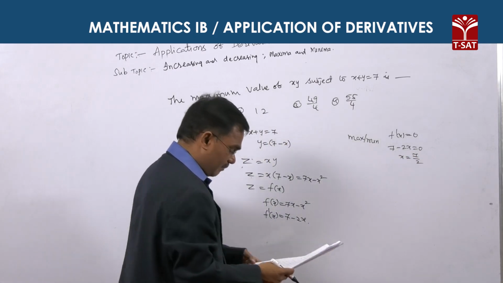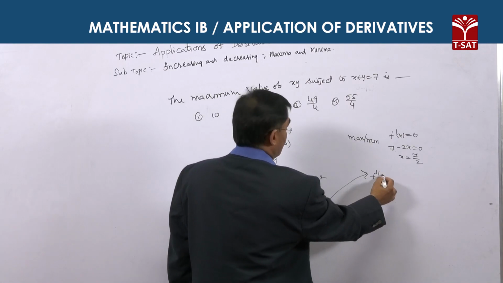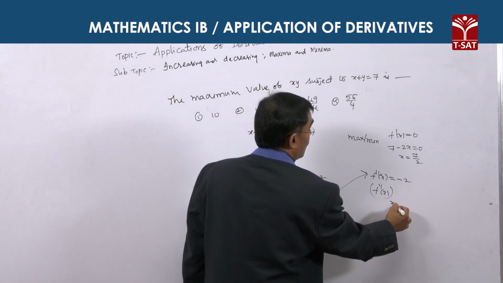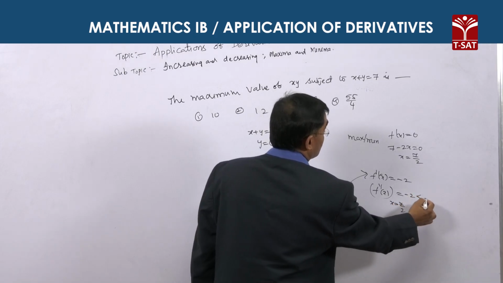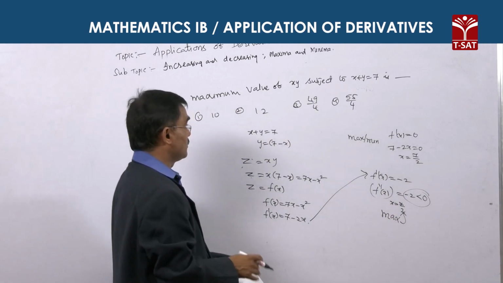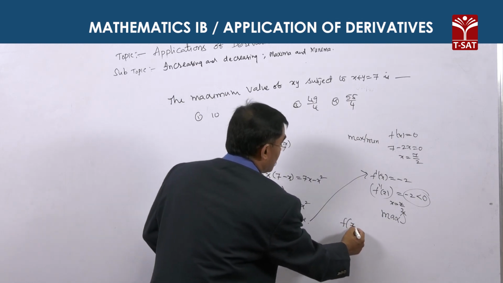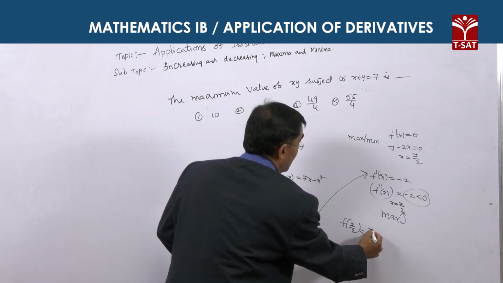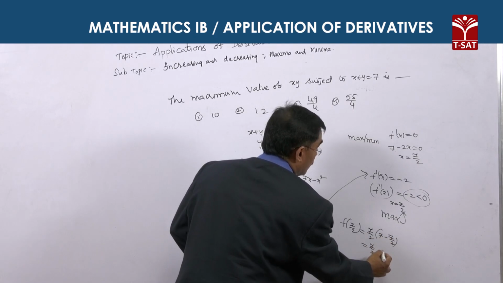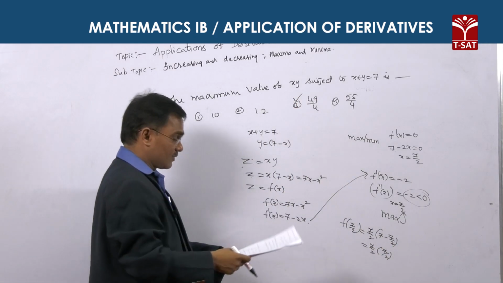At x equal to 7/2, next find the double derivative. f double dash x equals -2. The f double dash x value at x equal to 7/2 is also -2, negative. Negative means maximum value at x equal to 7/2. The maximum value is f of 7/2. What is f of 7/2? 7/2 into 7 minus 7/2, which is 7/2 into 14 minus 7 by 2, which is 49/4, the maximum value.